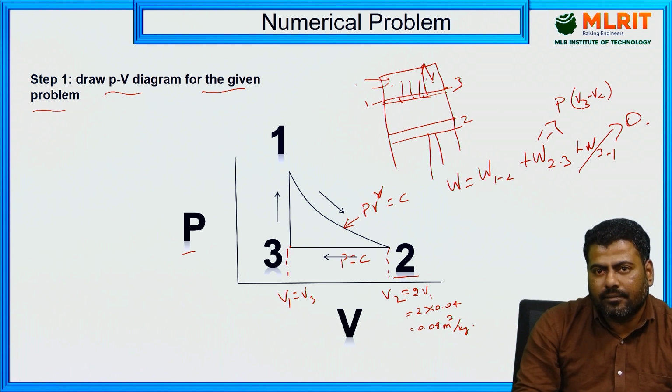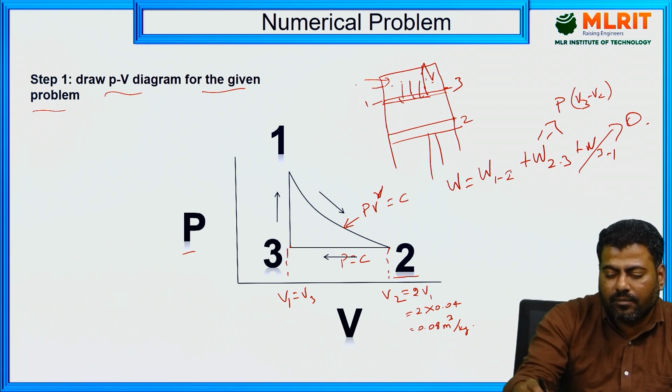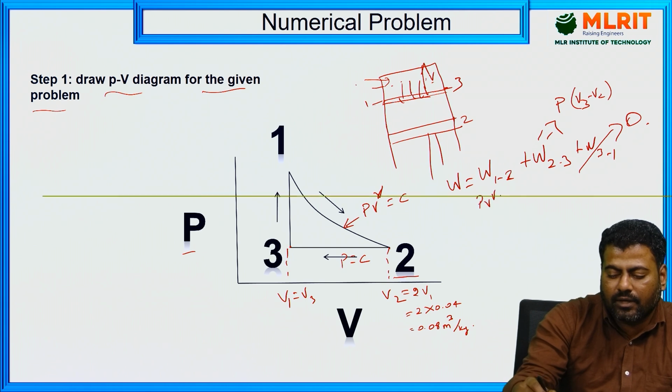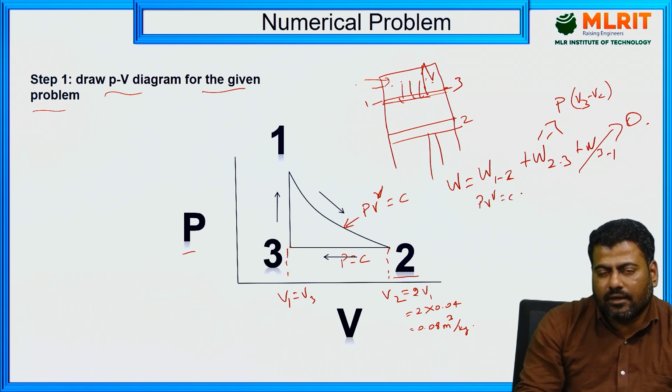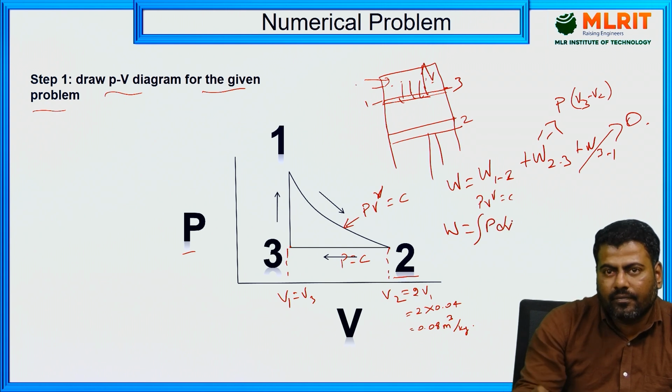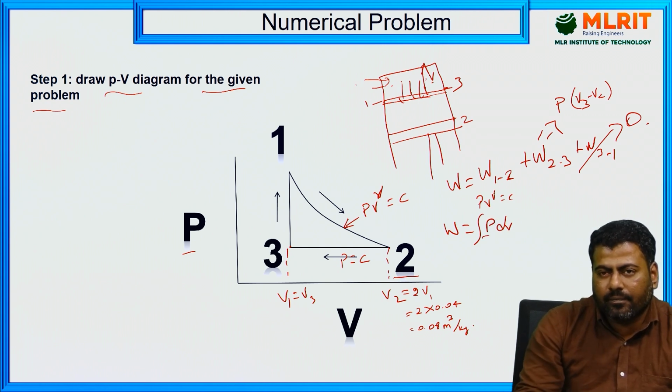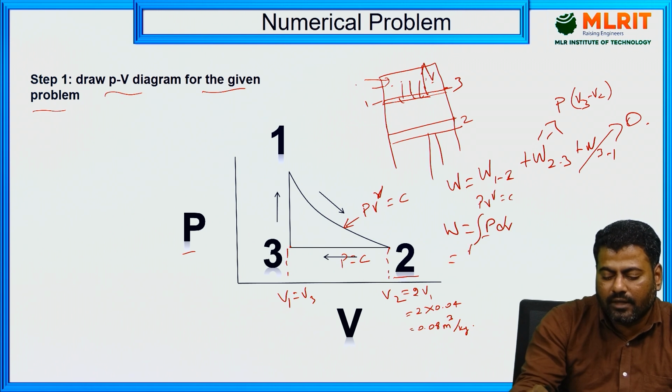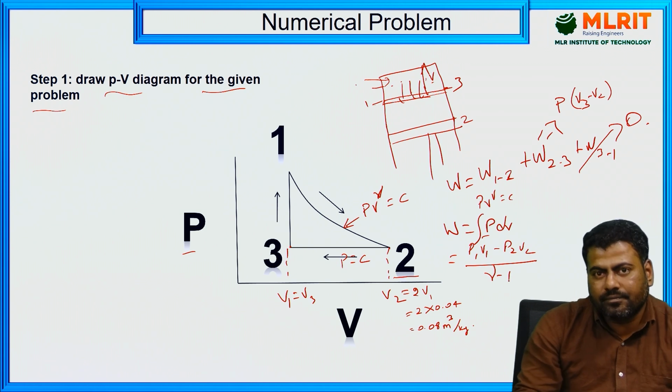Right? And what about this one? PV power gamma equal to constant. We need to substitute that in the formula W equal to integral P dV. In that, P actually we are supposed to substitute with V power gamma, and solve that on your own. You'll get (P1 V1 minus P2 V2) by (gamma minus 1).